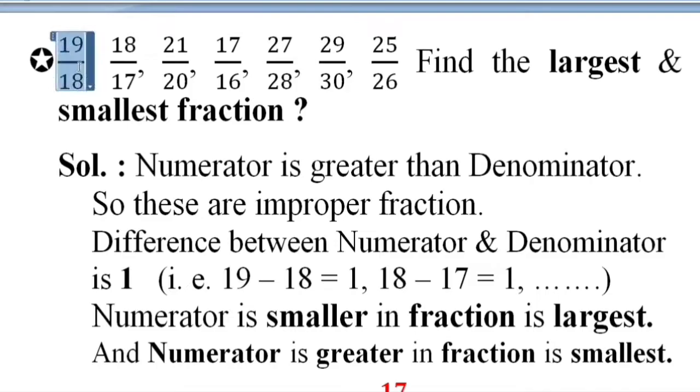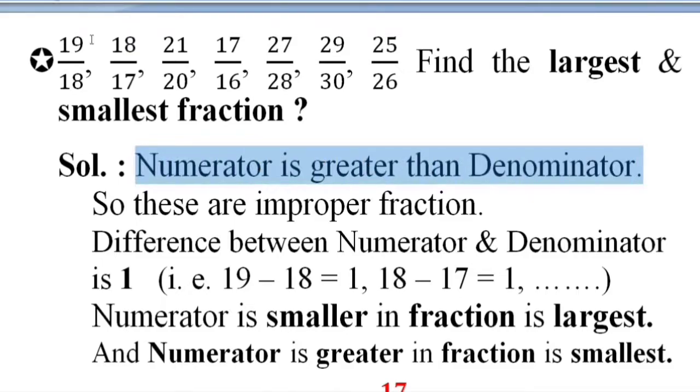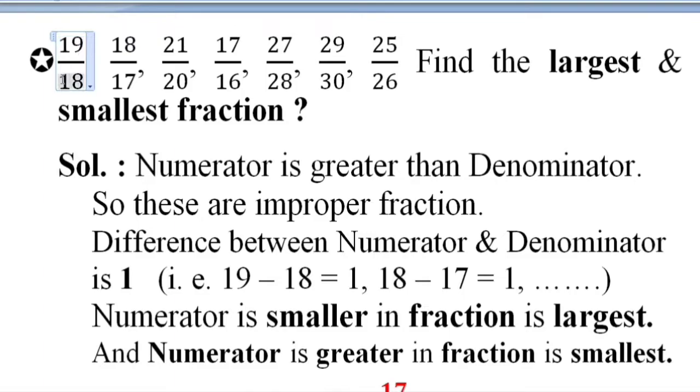19 by 18, 18 by 17, 21 by 20, 17 by 16, 27 by 28, 29 by 30 and 25 by 26. Find the largest and smallest fraction. Solution: the numerator is greater than the denominator. Numerator 19, denominator 18; 19 is greater than 18. Numerator 18 and denominator 17; 18 is greater than 17, and so on. So these are improper fractions.